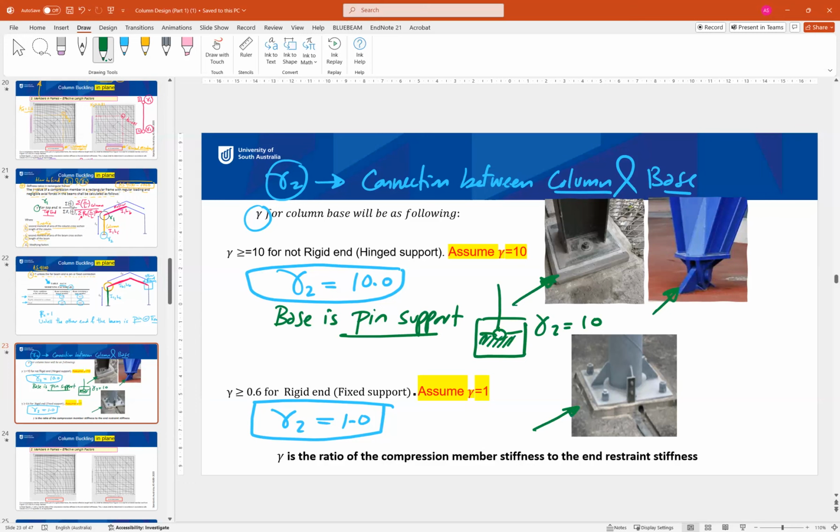So this footing is bent because it allows for rotation, so it is not fixed. Here fixed because we have bolts, so no rotation allowed. So if we have fixed base like this one, or in structure view, this is a fixed base, gamma 2 equal to 1. So gamma 2 equal to 1 or gamma 2 equal to 10 based on the type of support or the relation between the column and the base or the foot.